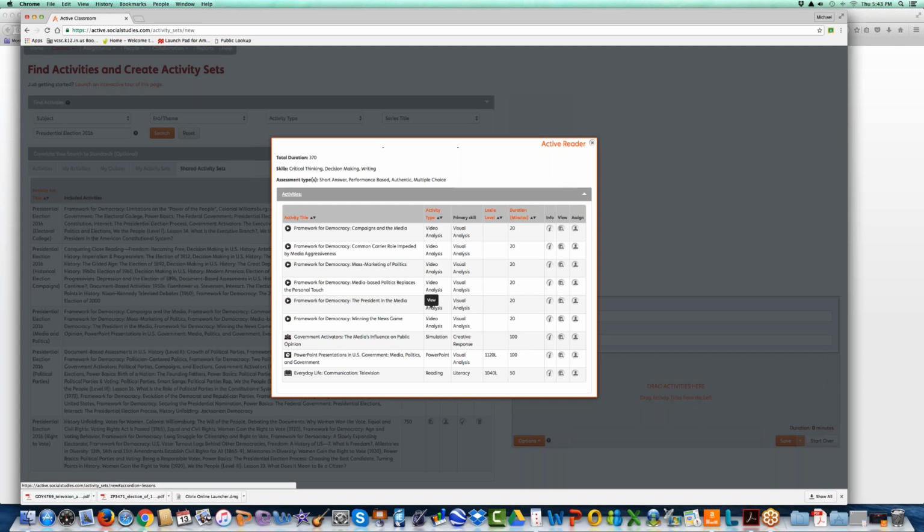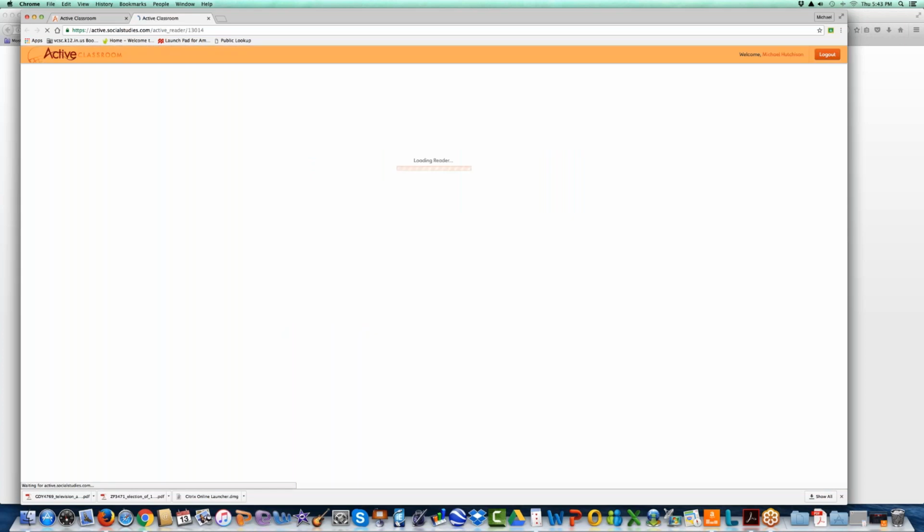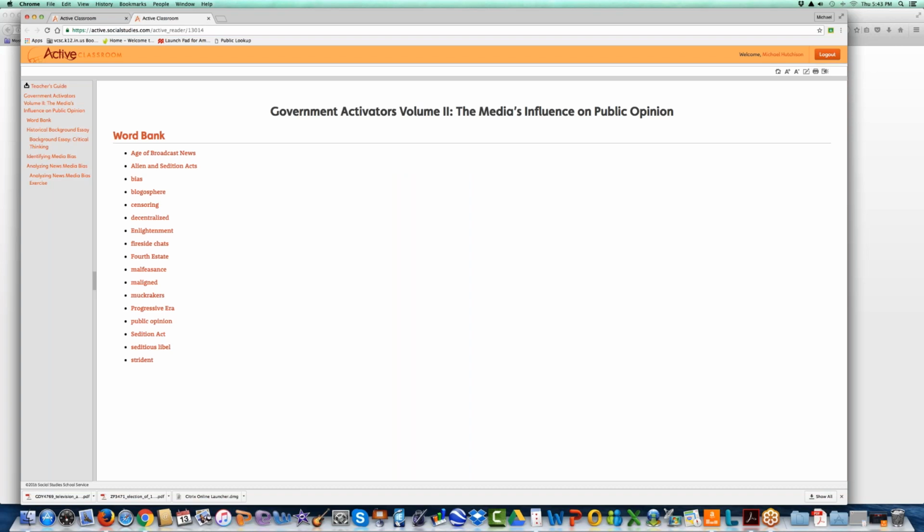There are some things that you and I as voters that are intelligent, we're going to have to look at and say, well, is this really true? Does this really reflect what the candidate stands for? So that's why I really like this one from the Government Activator series. And I did not include all of these, but there's also a really good government activator on politics and elections that you might be interested in looking at.